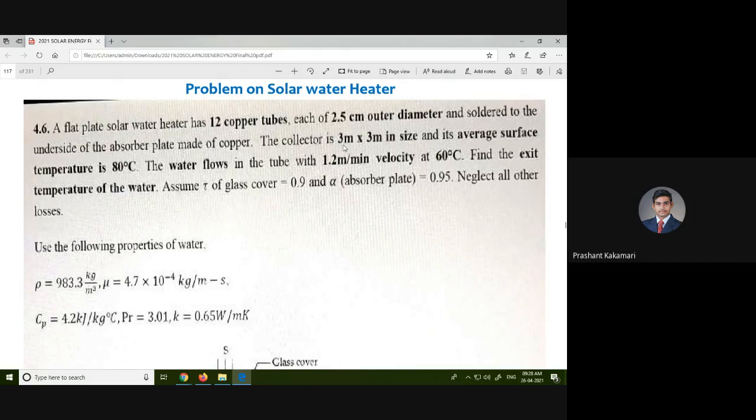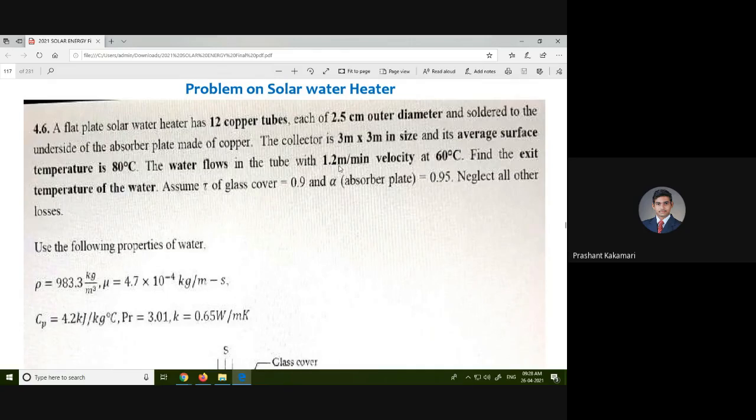The collector is 3 meter by 3 meter in size. So length of the collector surface is 3 meter, width is also 3 meters. So it is a square type of flat plate collector, and its average surface temperature, so here collector temperature, is 80 degrees centigrade. Collector temperature is given. The water flows in the tube with 1.2 meters per minute velocity. So water is flowing with a given velocity. Why these other details are given, we'll see later.